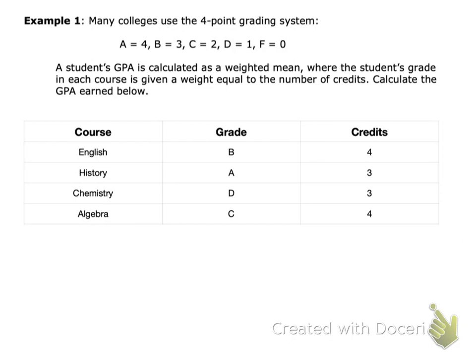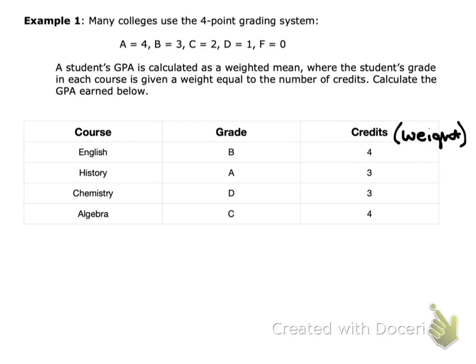So let's look at an example. This would be calculating GPA. Most colleges, and really high schools too, use the 4-point grading scale. So an A is given 4 points, a B is given 3 points, a C is given 2 points, a D is given 1 point, F is given 0. A student's GPA is then calculated as a weighted mean, where the student's grade in each course, or their point value, is given a weight equal to the number of credits. So the credits here are our weight.